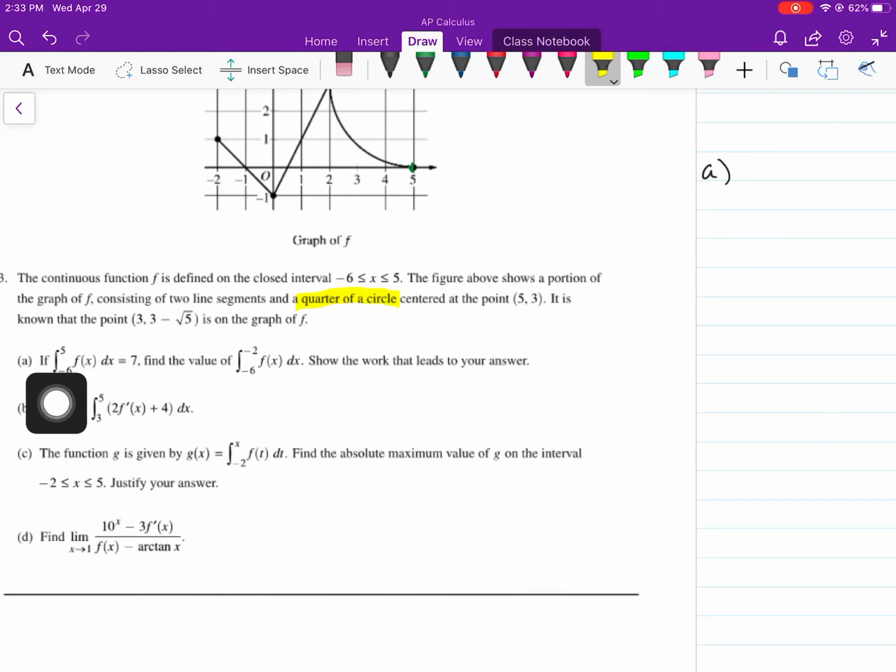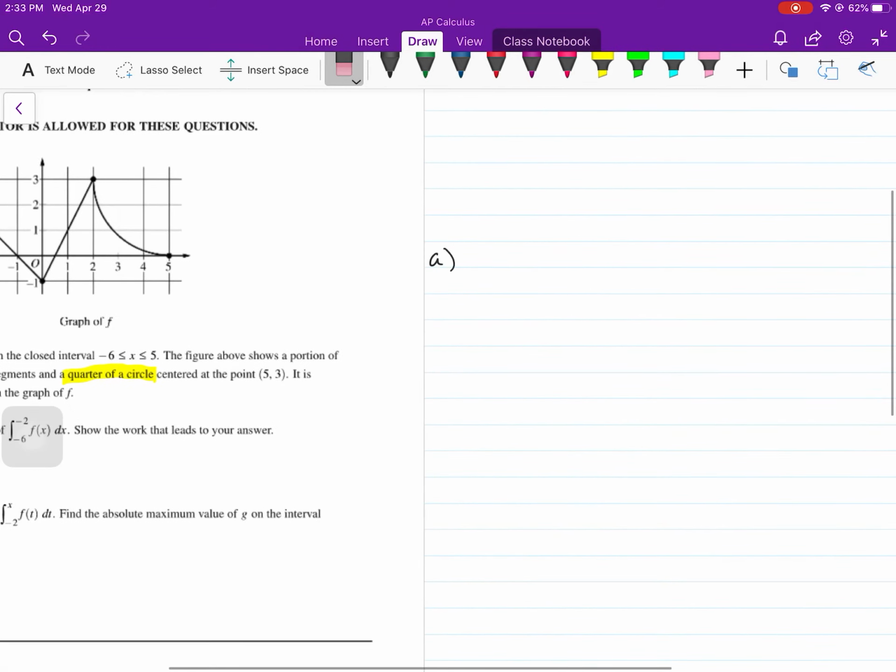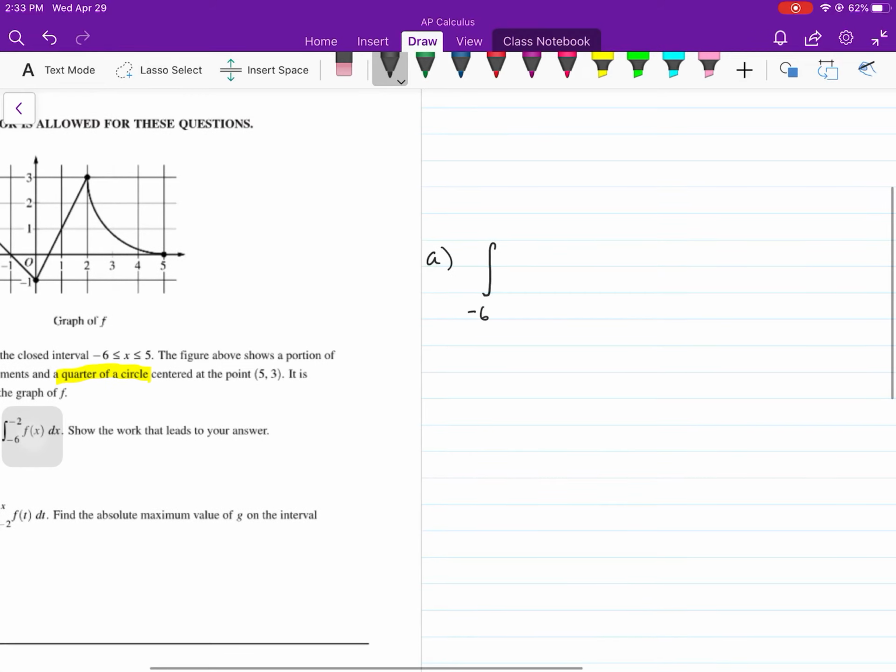So for part A, if the integral from -6, notice -6 is way off over here, to 5, all the way to here to the right, equals 7, find the value of the integral from -6 to -2 of f of x dx. Show the work that leads to your answer. So we do need to show our work. So what I'm picturing right away is that property of integrals.